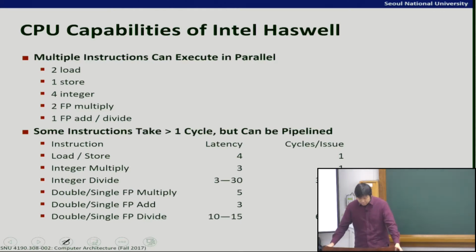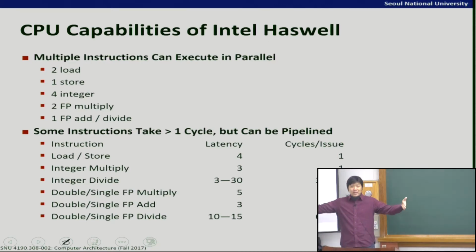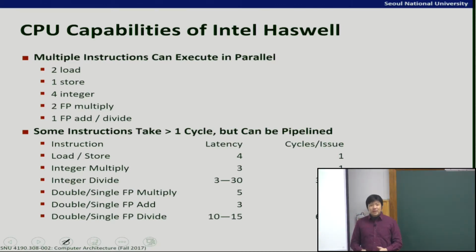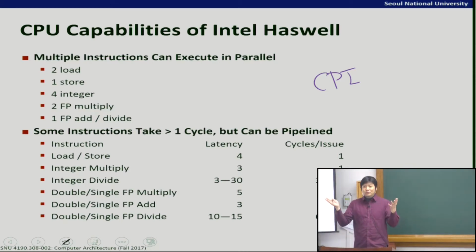So you can execute multiple instructions in parallel: up to two loads, one integer, two floating-point multiplies, and one floating-point add/divide. So in this case, you can execute up to 10 instructions in parallel. So what will be the CPI in the ideal case? If you have a perfect pipeline and all these functional units are being used at the same time, the CPI can go as low as 0.1, right? Because you can execute 10 instructions at the same time if you have this assumption.